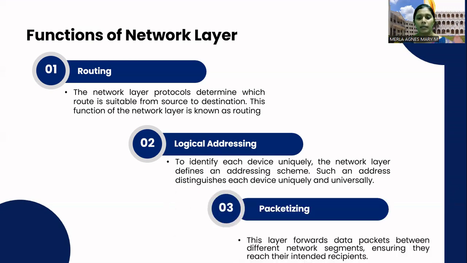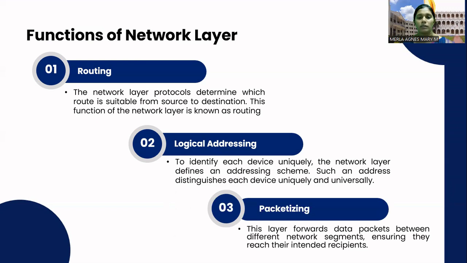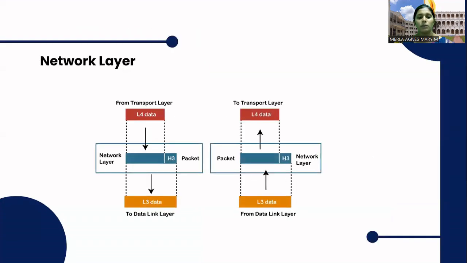And the third is packetizing. In the network layer, the data is in the form of packets. It gets the data from the transport layer, forms the segments into packets, and sends the data to the data link layer as frames. Then on the receiver side, it gets the frames from the data link layer and sends them to the transport layer.